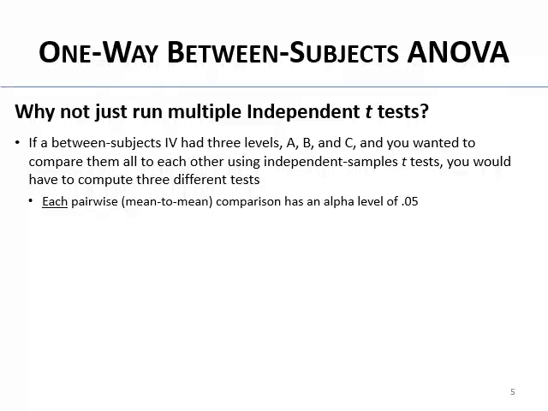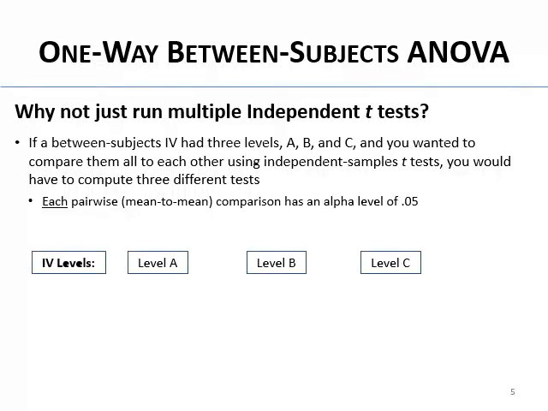In each pairwise comparison, that is, each mean-to-mean comparison, you're going to be evaluating statistical significance at an alpha level of 0.05. Well, what is an alpha level of 0.05? That is your likelihood of making a type 1 error, right? So there's our 3 levels, A, B, and C. Let's look at our 3 tests. We want to compare A to B. That's an alpha of 0.05, so we've got a 5% chance of making a type 1 error there.